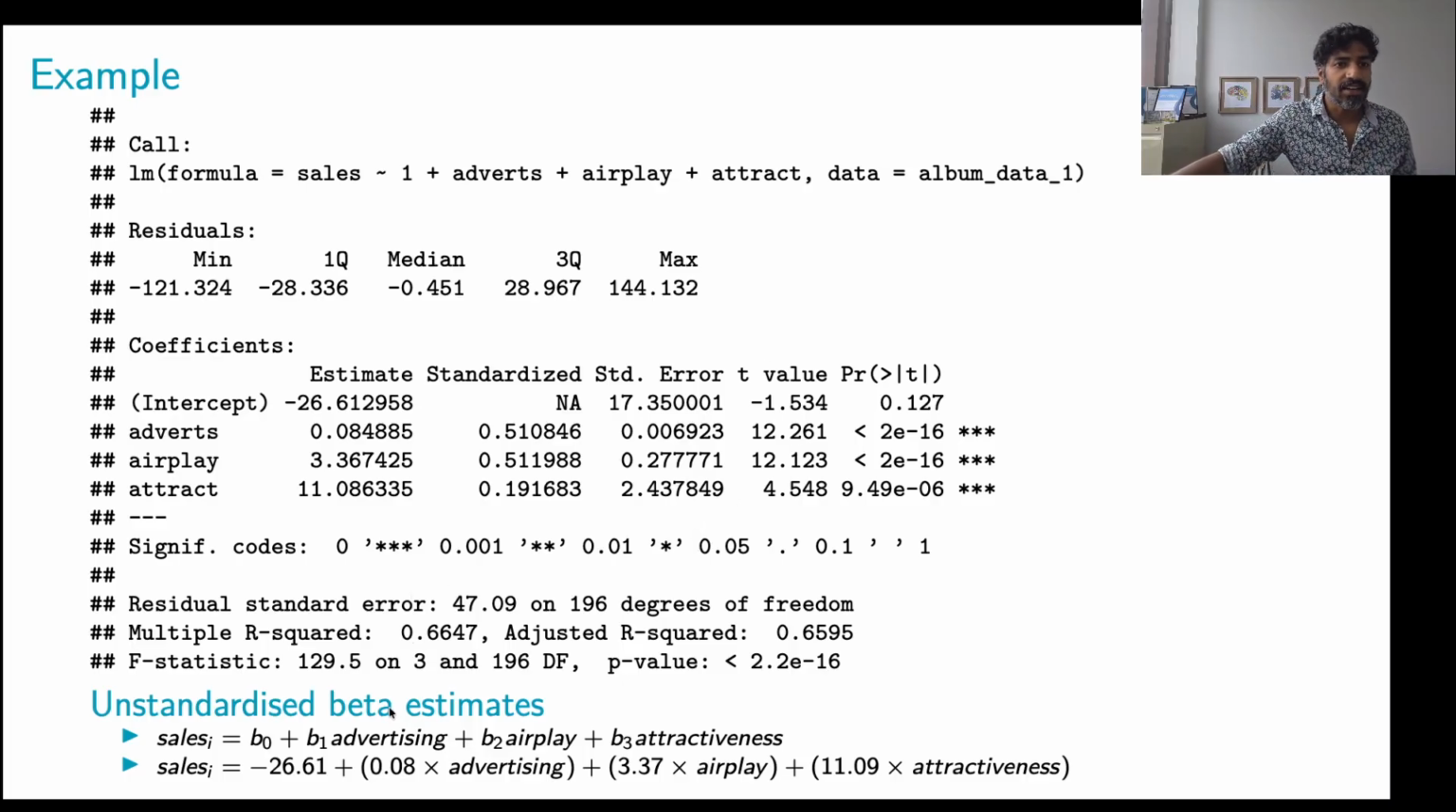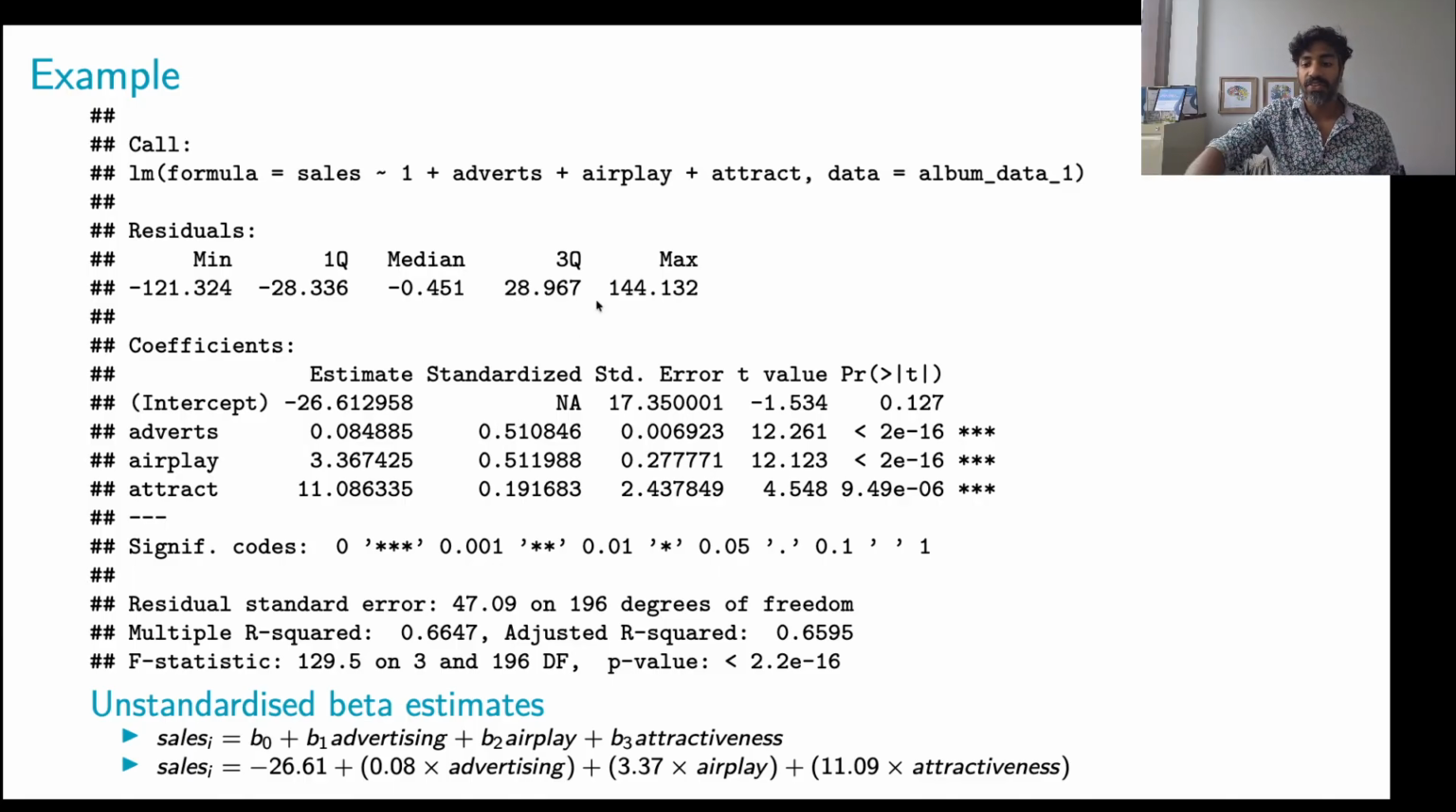So in unstandardized beta estimates, we have sales is equal to beta 0 plus beta 1 of advertising. So beta 0 is -26.61, that's the intercept here, plus 0.08 times advertising, plus 3.37 times the airplay, plus 11 times attractiveness, right? So that's the interpretation of how the model looks based off of sales. And so those are the key takeaways there.